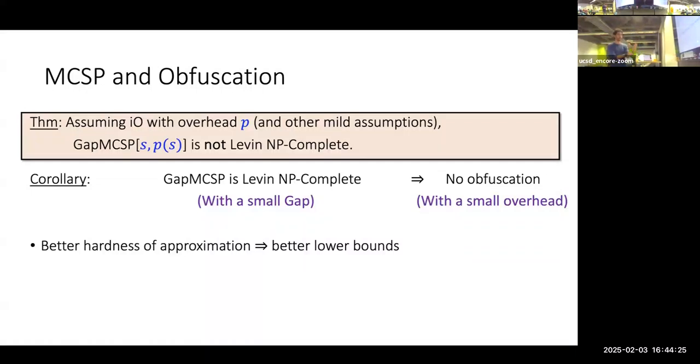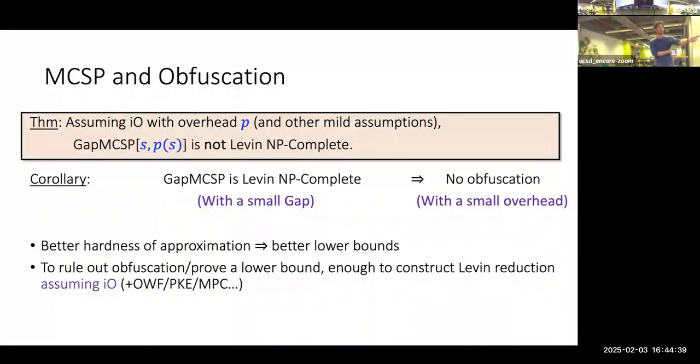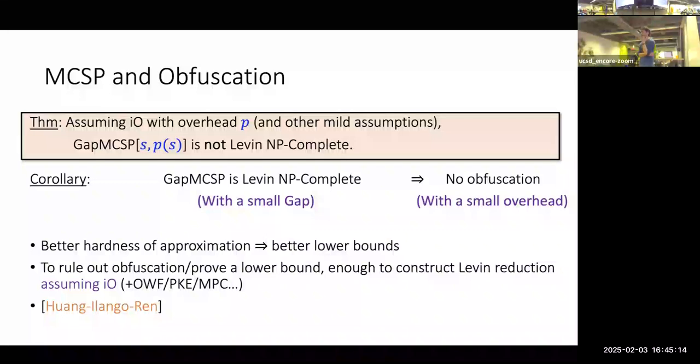And I just want to say that if the goal is to prove a lower bound on obfuscation, it's actually enough to assume that obfuscation exists when you construct the reduction, the Levin reduction. And as I said, if you have obfuscation, you have one-way functions, public key encryption, multi-party computation. So you can use any crypto you like in order to prove that this Levin reduction exists. And actually, there are NP-completeness results that use cryptographic assumptions. These reductions are not Levin reductions, but maybe it's possible to make them so.